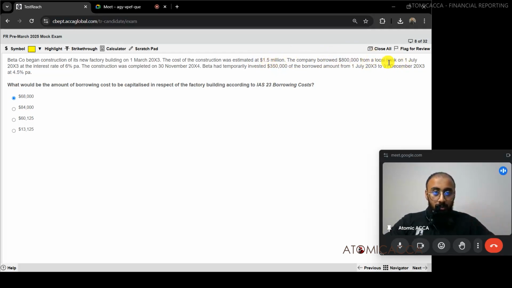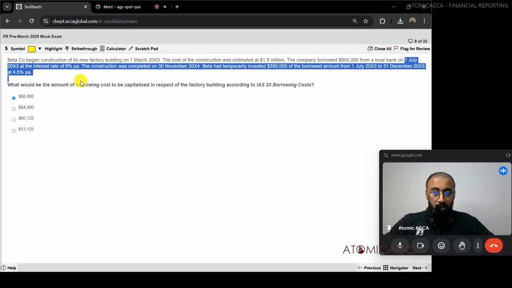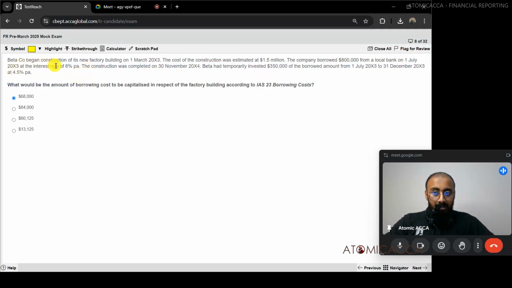So they took the loan amount on 1st July X3. Even though construction began from 1st March, you don't have to bother. The money came into your hand only on 1st July X3. The interest rate is 6% per annum. Construction was completed on 30th November X4. This is 1st March X3, 1st March X4, then 30th November, so it's about 1.5 years ahead. More than 12 months timeline this is.